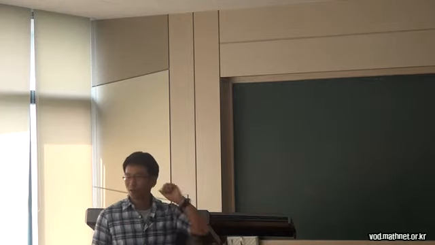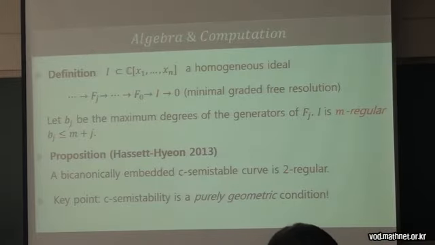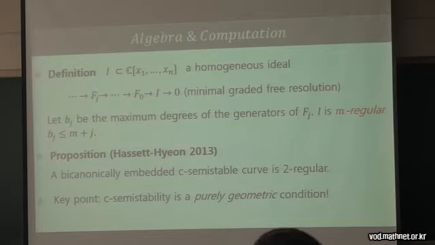Okay, so now algebra and computation. My battery ran out on the train, so I did not have the slide animation. Please understand. If you have a homogeneous ideal, you take the minimal graded free resolution, and b_j is the maximum degree of the generators at the jth step of the resolution, the Betti number. Then I is called m-regular if this inequality holds.